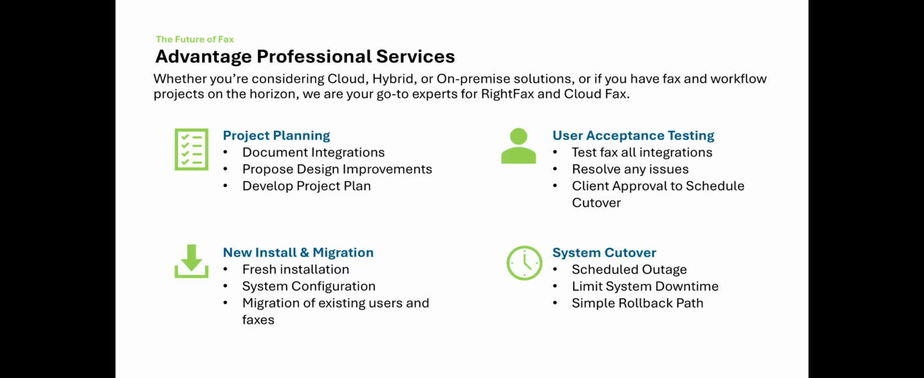Let me walk you through a typical Advantage upgrade PS project. We start with project planning, which includes documenting all integrations. We then will look at your current design and propose design improvements, and finally develop a detailed project plan. We will then build out your new environment with a fresh installation, configure your new environment to match your current production environment, and migrate your users and faxes to the new system.